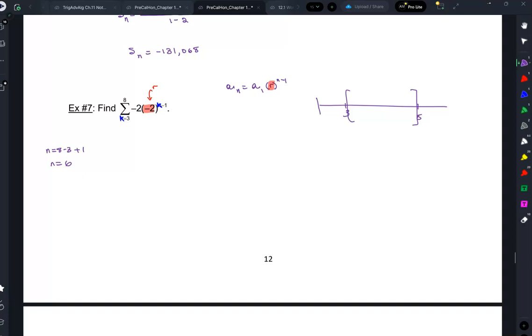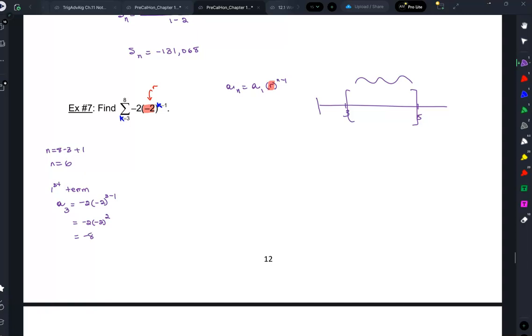Okay? All right. The first term in this chunk is a sub 3. And that is negative 2 times negative 2 to the 3 minus 1. So that is negative 2 times negative 2 squared, negative 8.